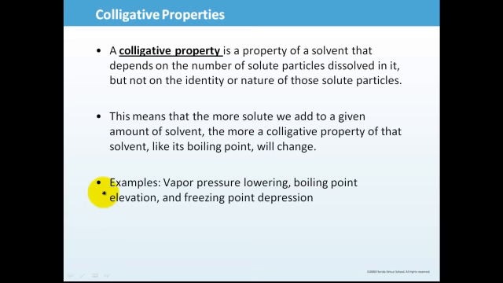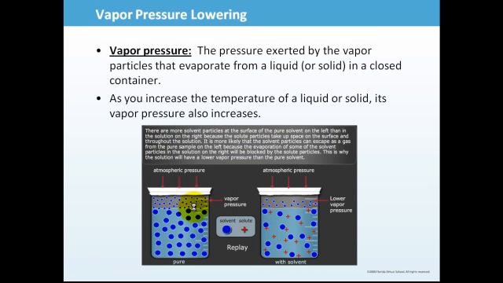The three main examples that we're going to look at are vapor pressure lowering, boiling point elevation, and freezing point depression. The last one is the one we were just talking about with our real world example. Alright, so let's go ahead and look at those three in a little more detail. First off, vapor pressure lowering.